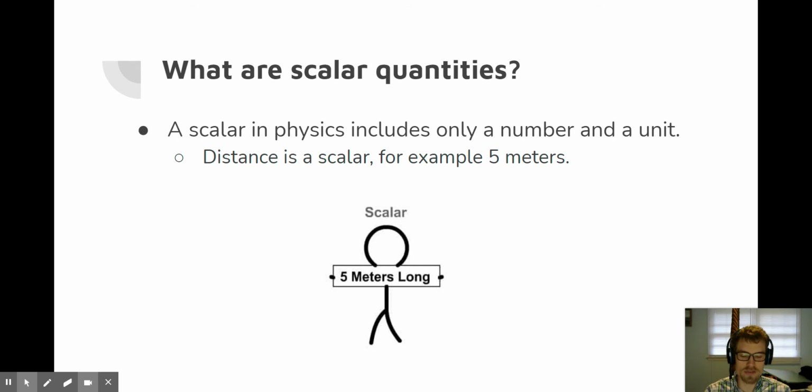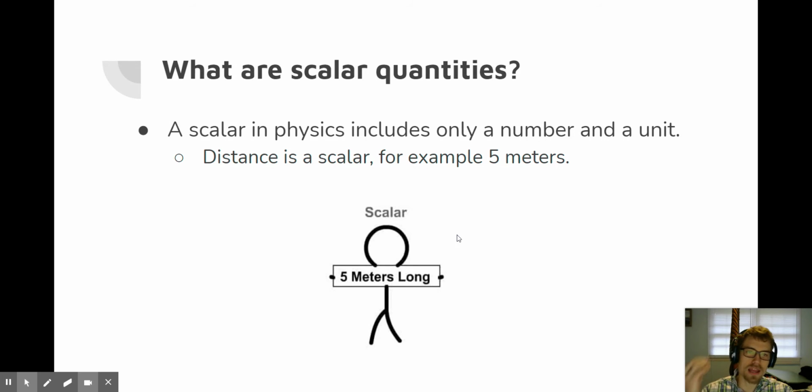So when we're talking about something that is a scalar, we're talking about something that is just a magnitude, which is just the number and the unit. We're just thinking about how big something is. So for example, distance is a scalar because it's just how far did you go, right? 5 meters long, right? That would be a distance, okay?